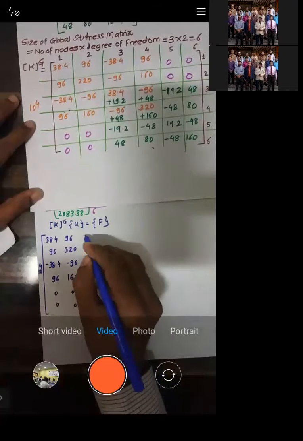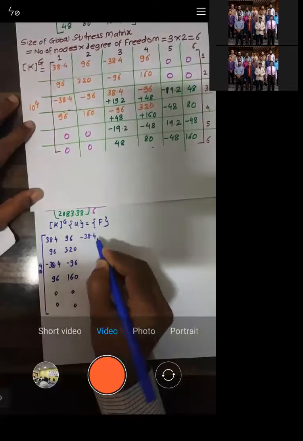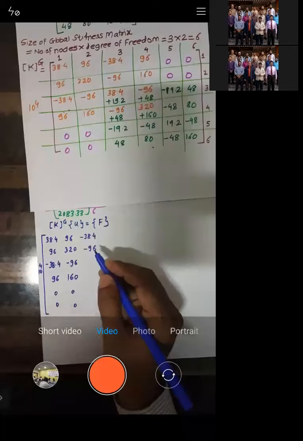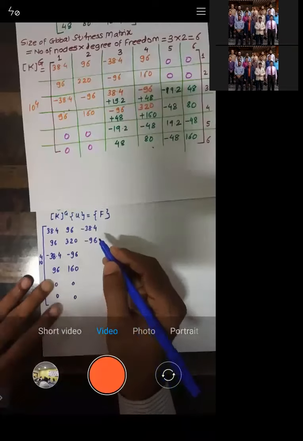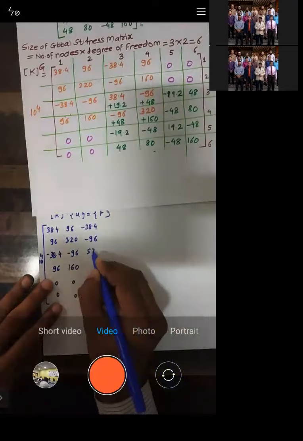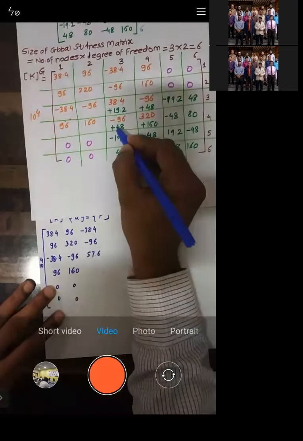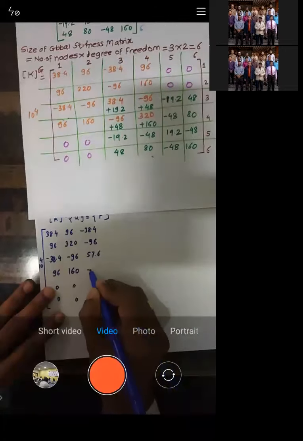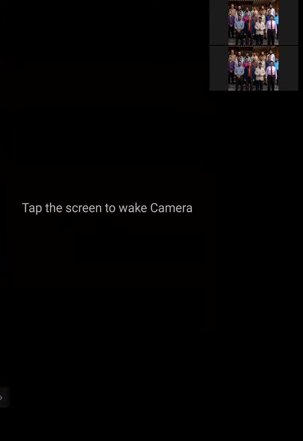Then minus 38.4, minus 96. Next, 38.4 plus 19.2, so it will come as 57.6, right? Then 48 minus 96, that will come minus 48, right? Then minus 19.2, then 48, right? Then here it is 96, 160, 48 minus 96. Again, this is minus 48.